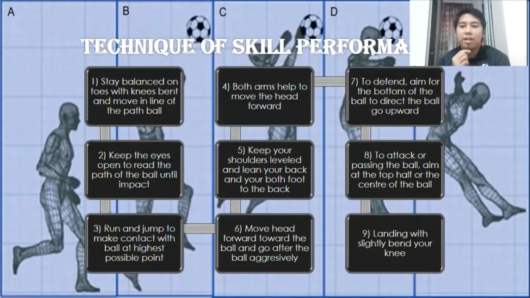Seven, to defend, hit the bottom of the ball to direct the ball upward. Eight, to attack or pass the ball, hit the top half or the center of the ball. And last but not least, land with slightly bent knees. So all of these techniques, including the heading skill, are important for the players to use to perform the skill properly.